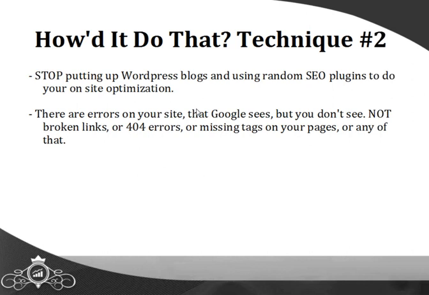I'm not talking about broken links or 404 errors. I'm not talking about missing tags or any of that. I'm talking about other kinds of errors that Google knows are there that you won't see from the front end of your site, and that Google is using to hold back the rankings of your site. Not to punish you, but to judge that your site is not as high quality as it might be.